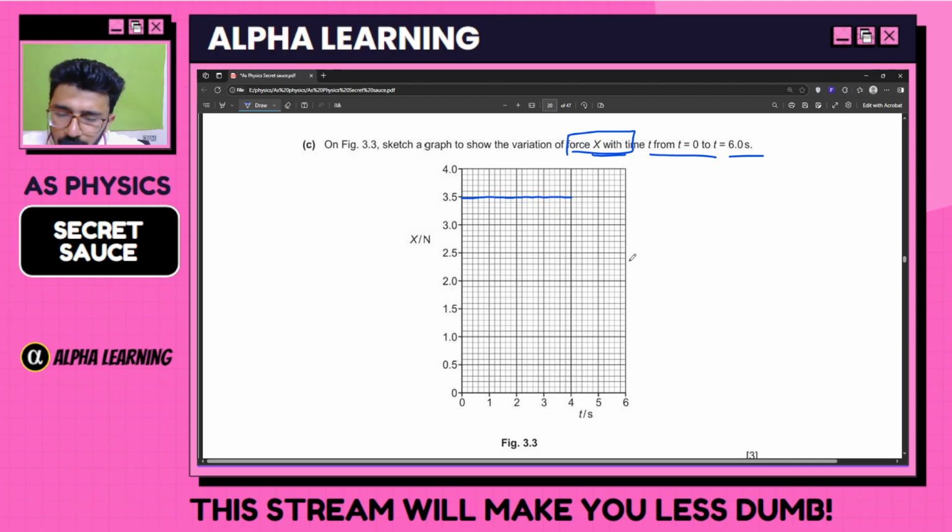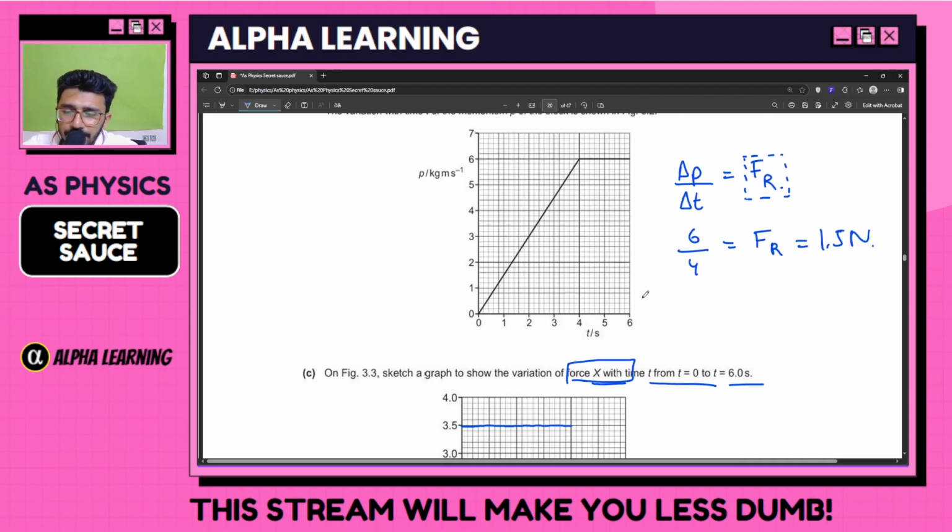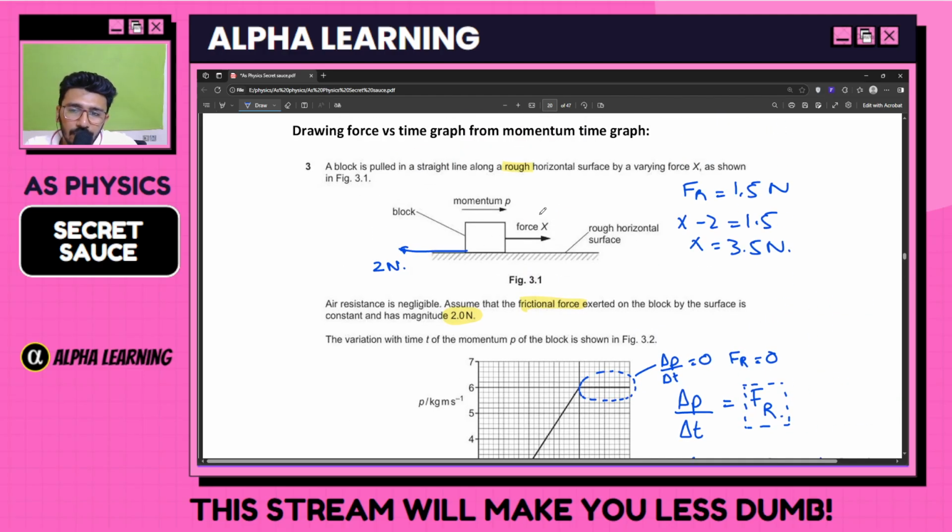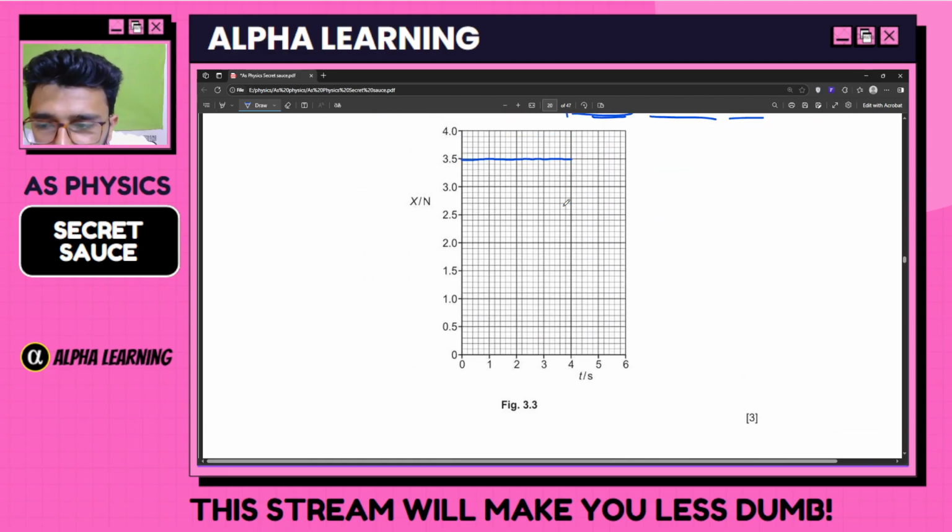Simple, nothing complicated. Okay. Now for the last 2 seconds, can you realize here the gradient, or change in p over change in t, is 0. That means resultant force is 0. If the resultant force is 0, that means what? Forward force equals the backward force. That means x equals 2 Newton if the resultant force is 0. So from 4 to 6, your x will be equal to 2 Newton like this. Connect the lines vertically to give continuity in the graph. Simple. This should be your answer.